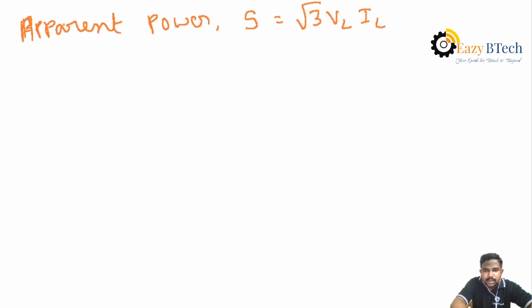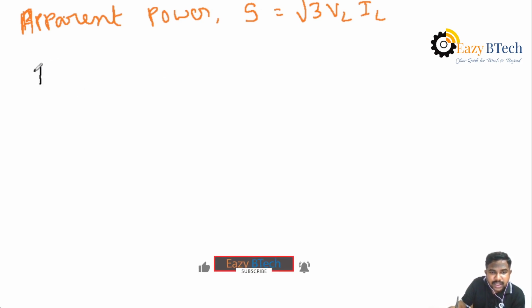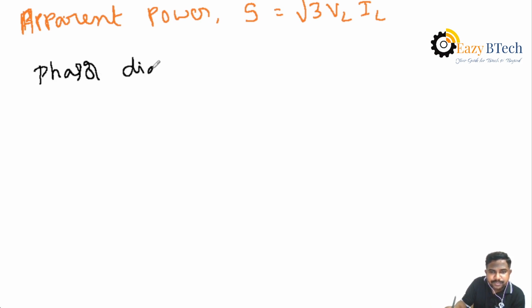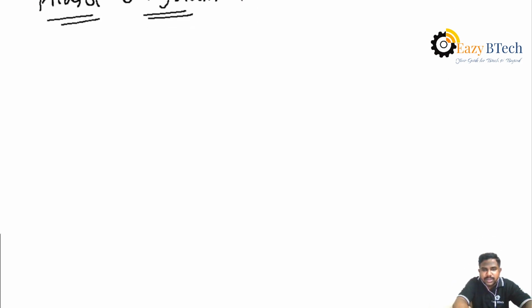After calculating all values in the star system or in any three phase system, very important here, you can first draw the phasor diagram of the system. In a three phase system or in an AC circuit, the phasor diagram is most important. How to draw the phasor diagram of the star system? Very important here. We know all three phase voltages are displaced by 120 degrees from each other.